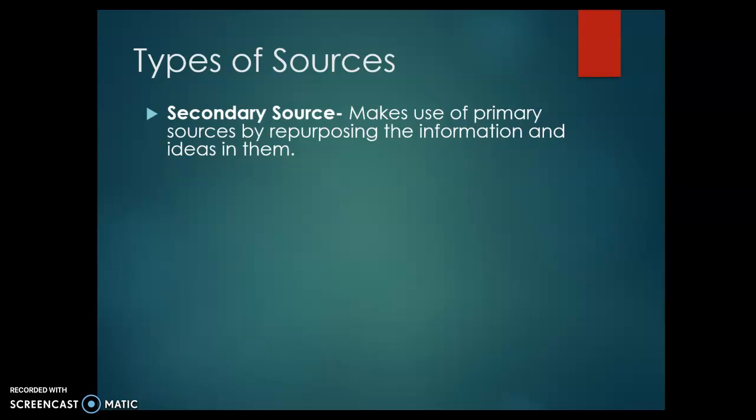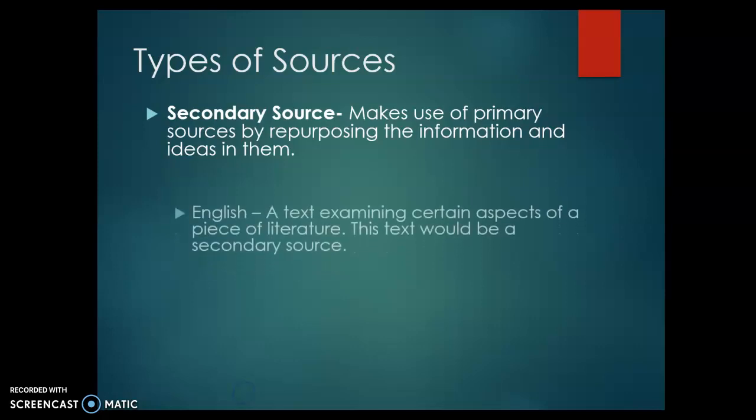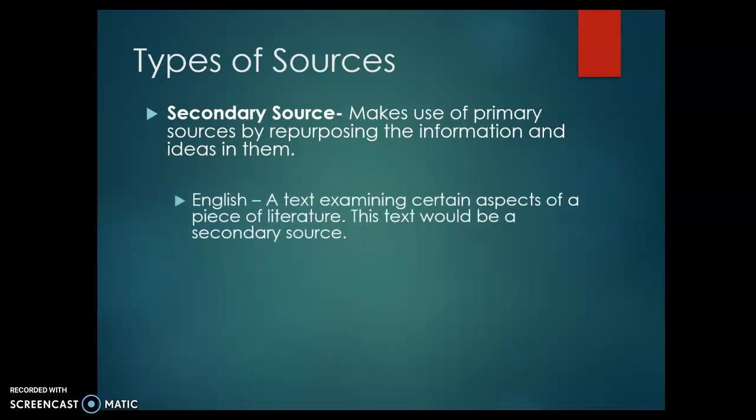A secondary source makes use of primary sources by repurposing the information and the ideas in them. If we look at those similar ideas we just observed for English, a text examining certain aspects of a piece of literature. So if we look at literature analysis or a paper that's discussing the symbolism of the color yellow in a certain literary work, that analysis of that original primary source would be considered your secondary source.